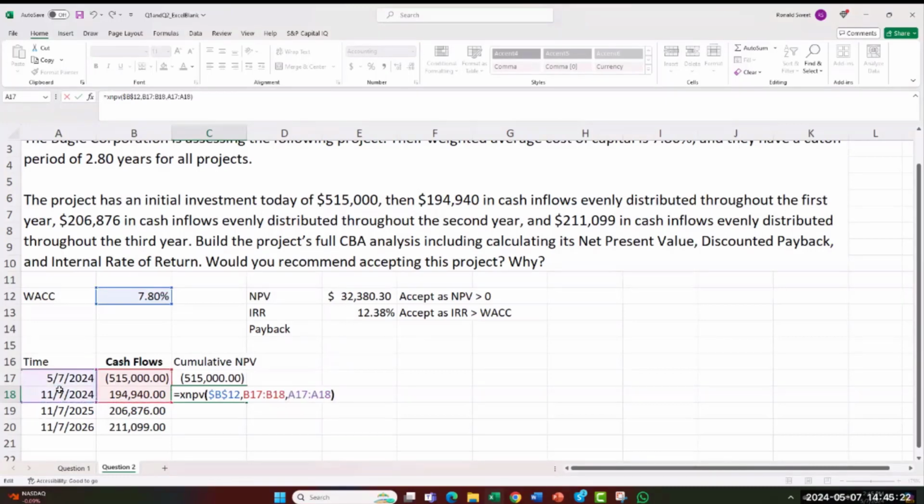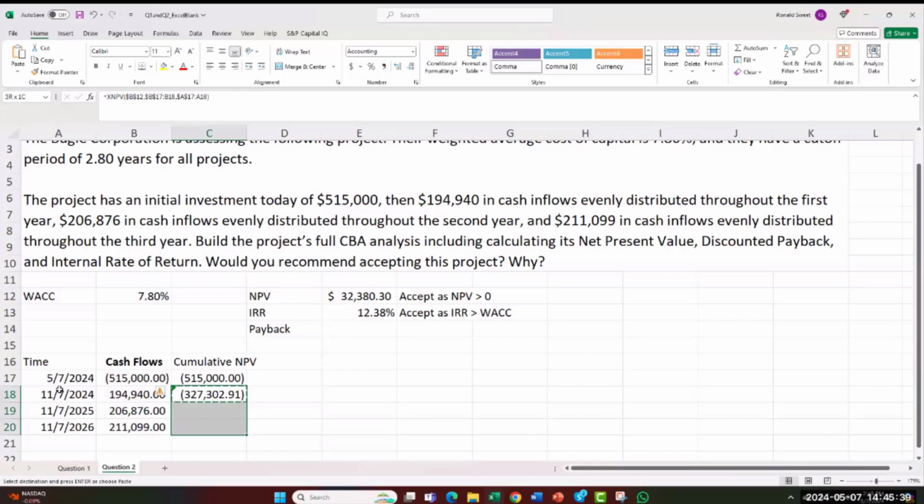And so here what you're going to do is you want to make sure you lock in that first date, the 17th. You don't want to lock in the second date, just in the dollar amount. So you got to lock those two in. So when we copy down, it always starts with row 17. If we do it correctly, the very last row should be 32,380.3 because that is the net present value.